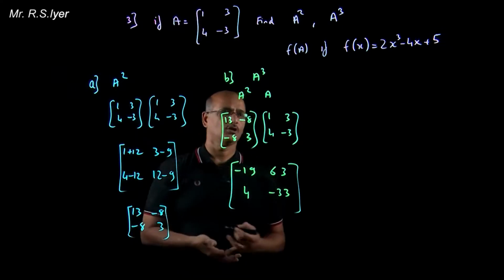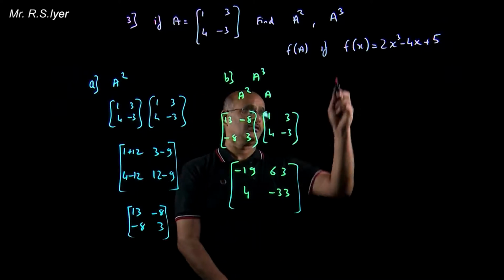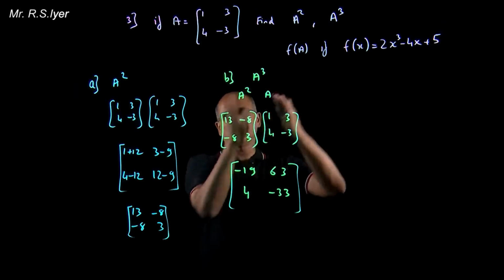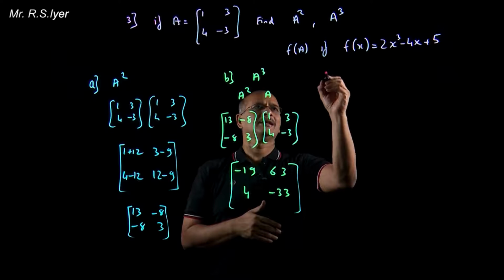So this is what I got, a cube. Now finally what we are left with is this part. I wanted to focus on this part because I think most of you know how to do it. This is the C part. They are asking f of a.